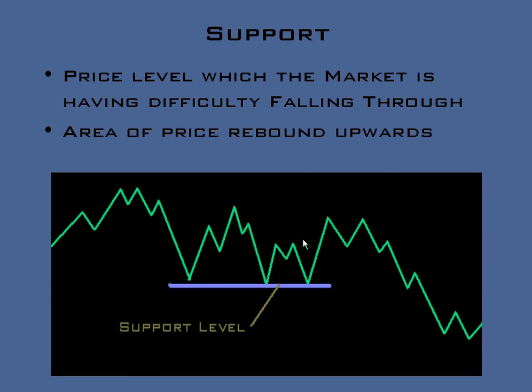So as you can see, the price tested this support area a number of times, and yet it continued to rebound off of it. A support or a resistance level that is tested a number of times like this is considered a really strong price barrier.